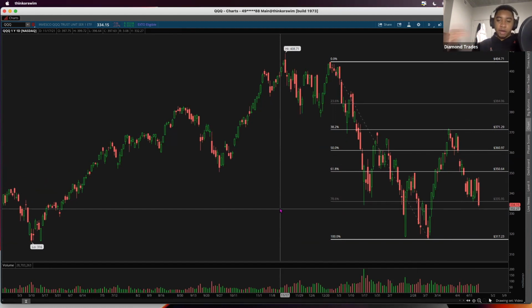It's more so the price point that matters, right? As long as you understand what you're looking for, right? When you do your fibs, you're looking for what percentage of the move has been retraced, right? So if we made a move in QQQ from 404 to 317, when we get up to 370, 371, we have retraced 61.8% of that original move to the downside, right?